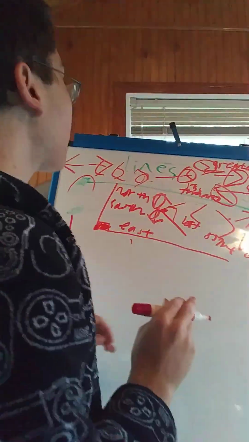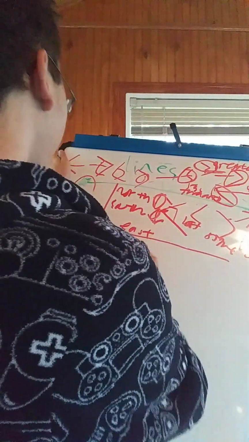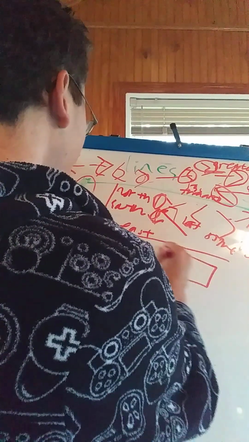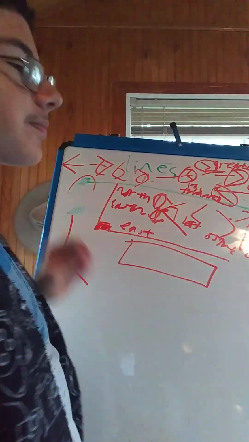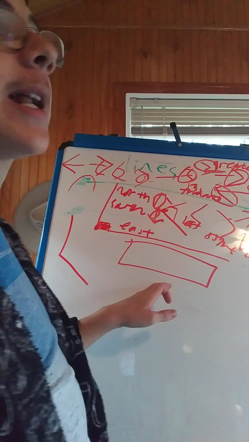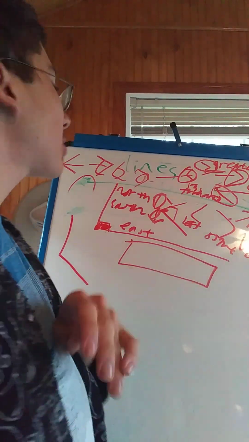So we have a right angle. Now we're going to do a right angle shape. We're going to do some right angle shapes. So we have this shape right here. Okay, so I want you looking.